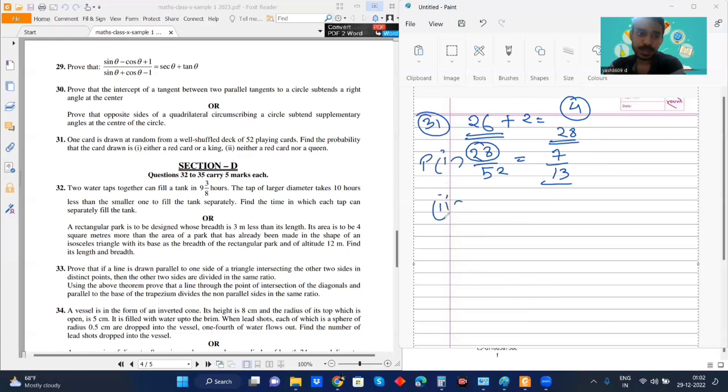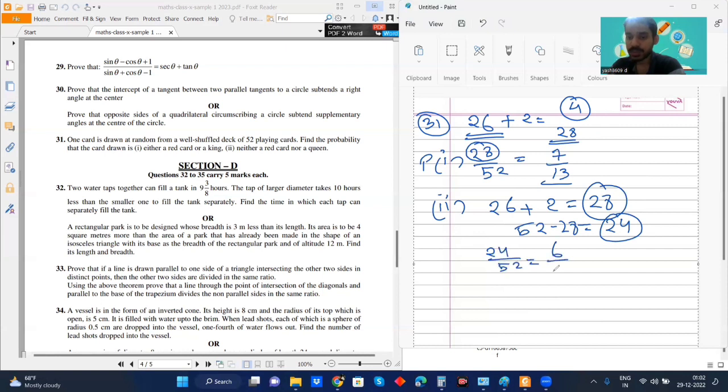Second part, neither a red nor a queen. So probability of neither a red card nor a queen card. So again, red is 26 only. Black queens are 2, so 28. I don't need this, so I will subtract this from the total, which is 24. So these cards are not red cards and they don't have any queen as well. So 24 over 52, which is 6 by 13, is my probability for the second part. Okay.